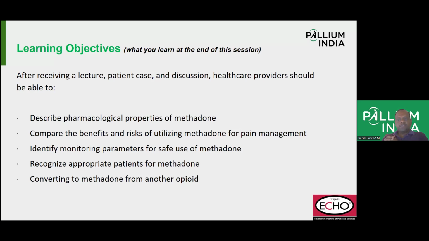you might be seeing many patients in your practice with pain, but all those patients would not be suitable to start methadone. So how can we identify the patients who will be benefited with methadone? And most importantly, how do you convert an opioid to methadone? Because there would be many conversions available if you look at the literature. So how can we do that? So these are the topics which I am planning to cover. And this, I would request all of you to be very active, interactive.